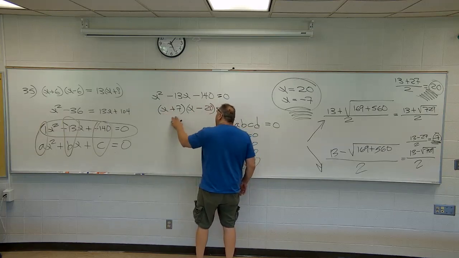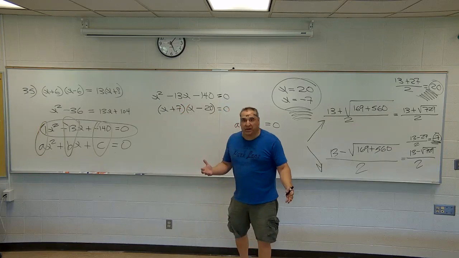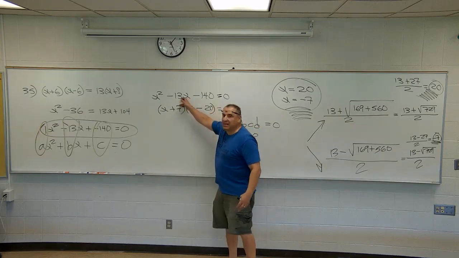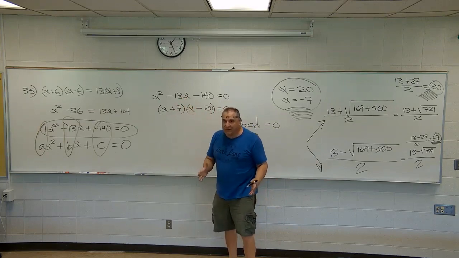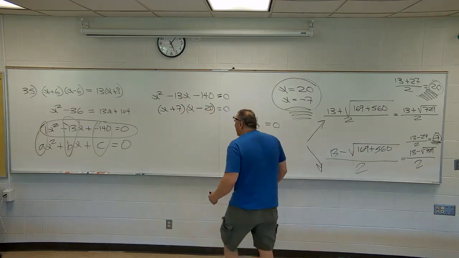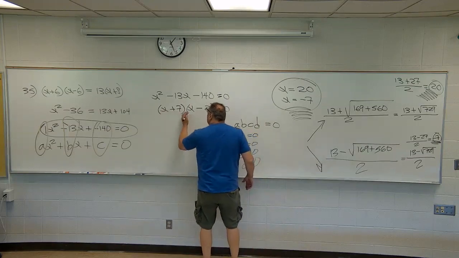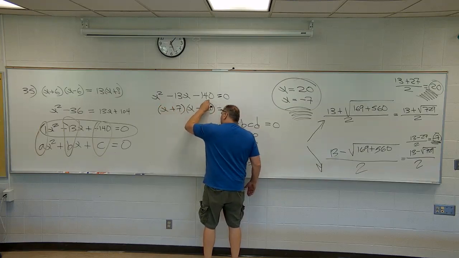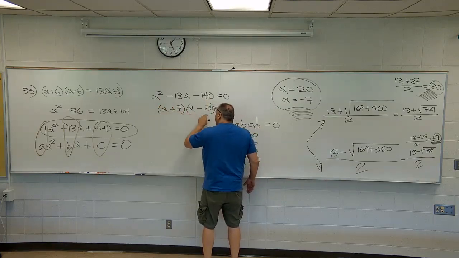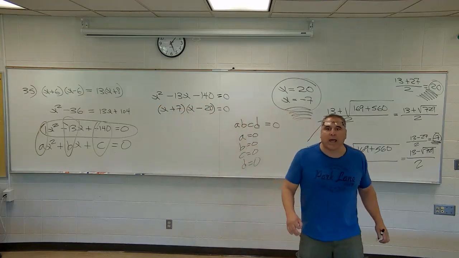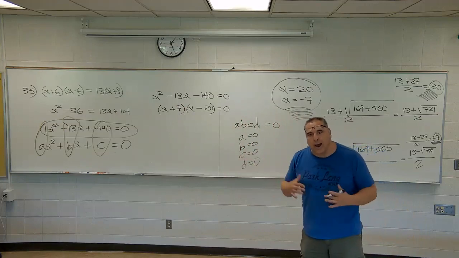If you FOIL this out, would you get that? That's the question. If you do the FOIL method here, will you get the thing above it? Answer is yes. You may have to test it 5 different times. But here's how you do it. You go x times x, x squared. 7 times negative 20, negative 140. 7x and negative 20x is negative 13x. It would all add up right. So you'd have to grind. I'll leave you to grind that out.